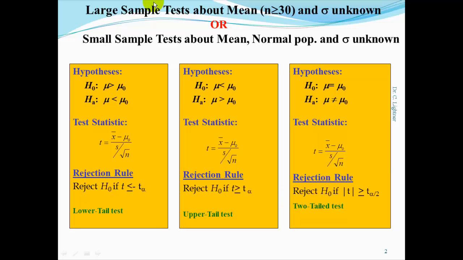For a large sample case with sigma unknown, or a small sample case with a normal population and sigma unknown, the test statistic and rejection rules for our three basic hypotheses about means forms are listed here on this slide. In our confidence interval section, we learned how to compute t alpha over 2. So t alpha should be the only unfamiliar measure on this slide.